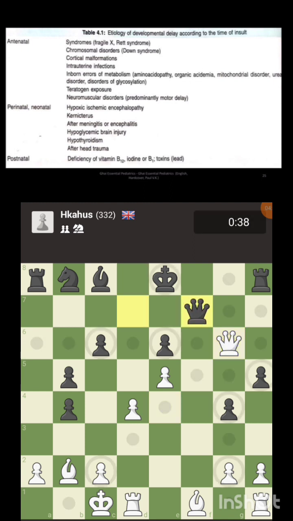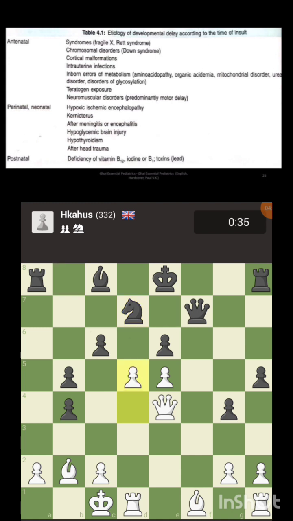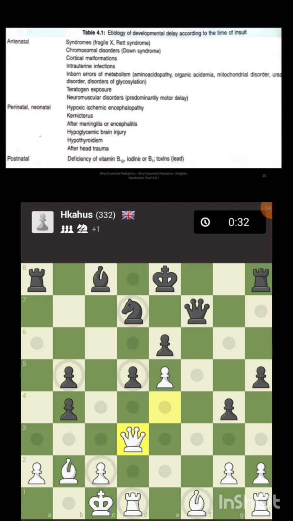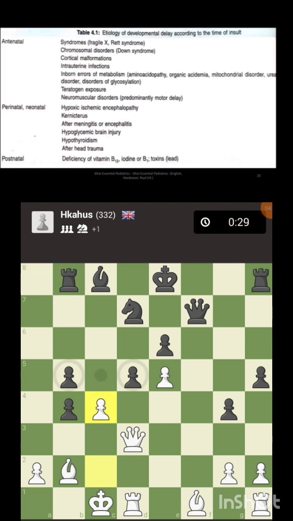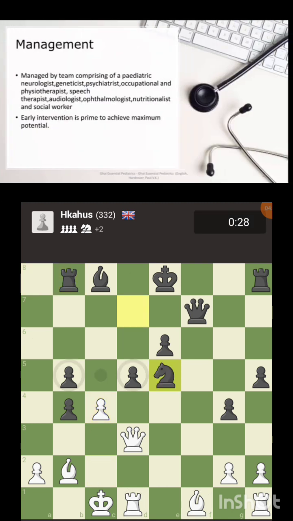Antenatal, you have syndromes such as Fragile X and Rett syndrome, chromosomal disorders, which are all similar to what we have told before. Inborn errors of metabolism, teratogen exposure, muscular disorders. Perinatal, neonatal, and postnatal also have been told. In perinatal, it's ketonuria, encephalitis, hypothyroidism. Postnatal, you have deficiency of B12, iodine, B1, toxins, etc. So management, how is this managed?